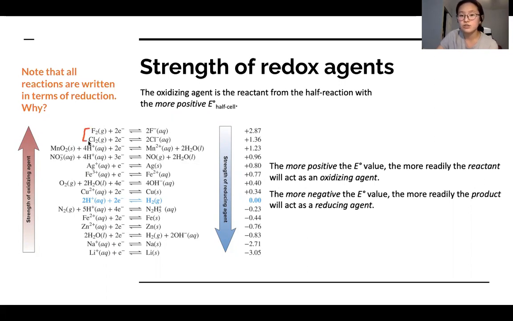F2 gas and Cl2 gas really prefer to go from 0 to -1 in oxidation number, gain that electron, and be reduced. Na and Li, these are first group element metals. These really prefer to be in the ion state, oxidation number going from 0 to +1, and we're losing an electron, so that's oxidation. So this really prefers to be oxidized. F2, Cl2 gas really wants to be reduced. Na, Li really want to be oxidized.